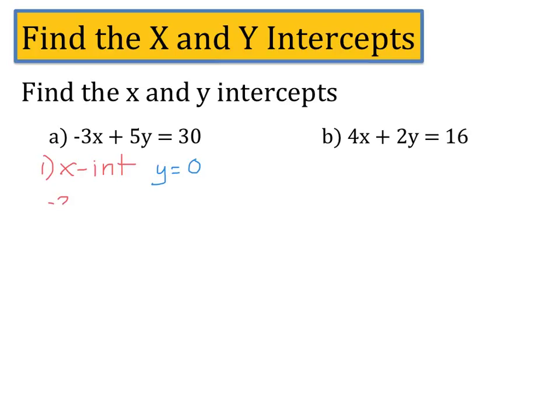So we have -3x plus 5 times 0, because we set y to equal 0, and that's going to equal 30. Then we have -3x equals 30, and x equals -10. So our x-intercept is (-10, 0).